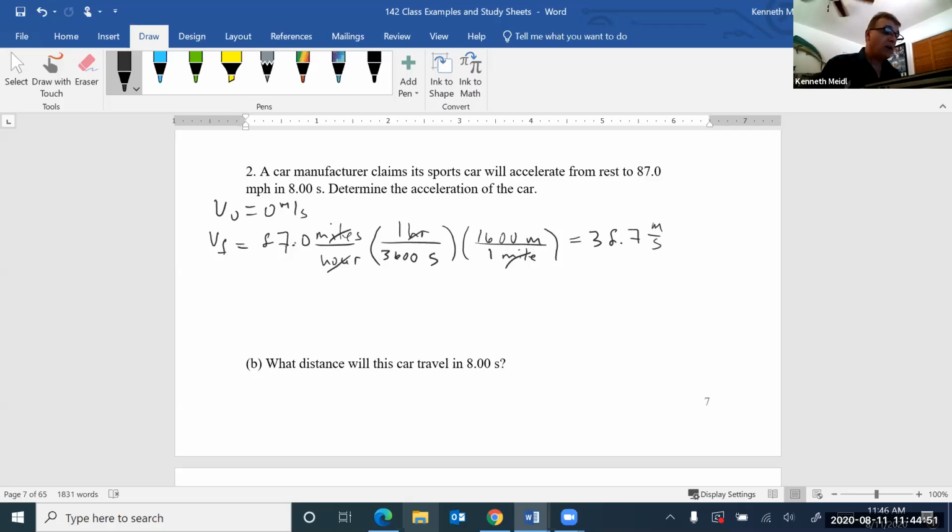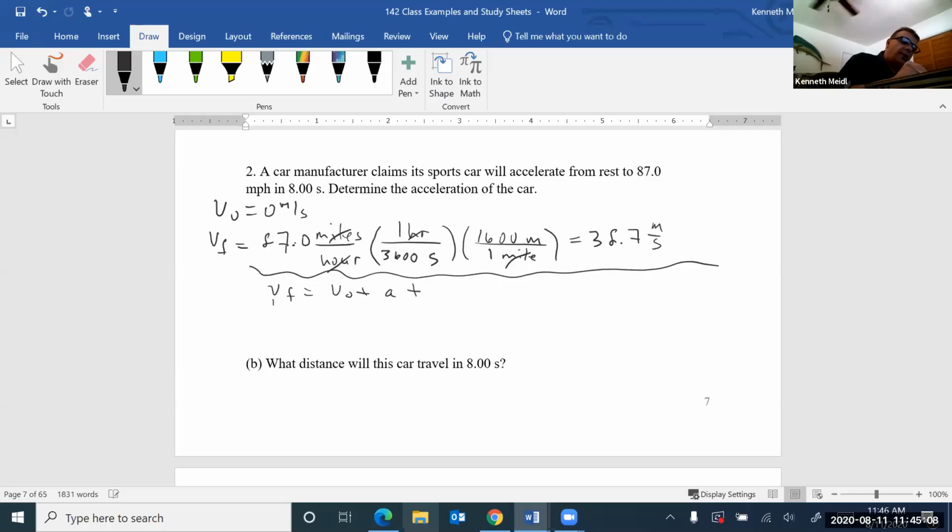And I want to know the acceleration of the car, and I happen to know how long it's been going for. This looks like a good case for the first kinematic. My final speed is 38.7 meters per second. My starting speed was 0. I'm looking for acceleration, and the time that it's been traveling is 8 seconds. So there is the physics.